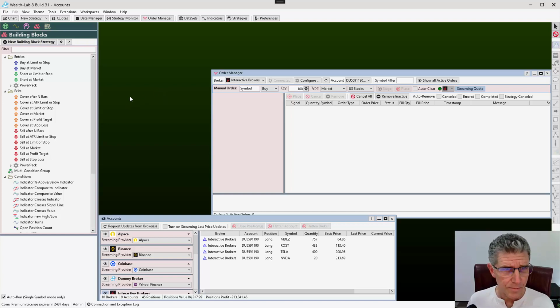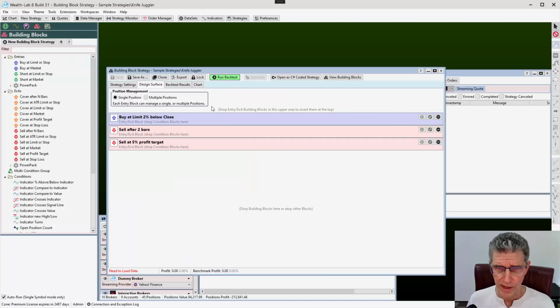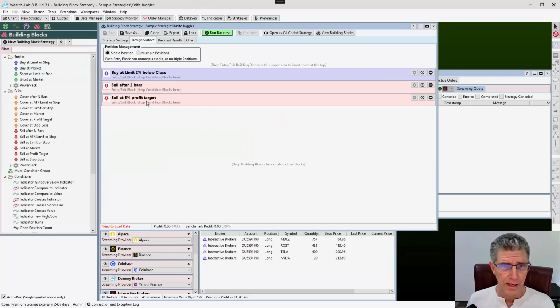So let's use the Knife Juggler in the sample strategies as our dip buyer. And really quickly, let's go over the rules. This just buys 2% below the last close. If you enter a position, it's going to sell at a 5% profit target the next day. And then if you don't get out at the profit target, it'll sell at the open 2 bars later.